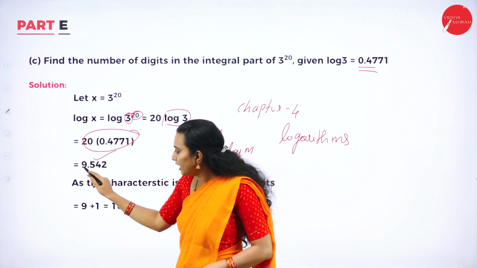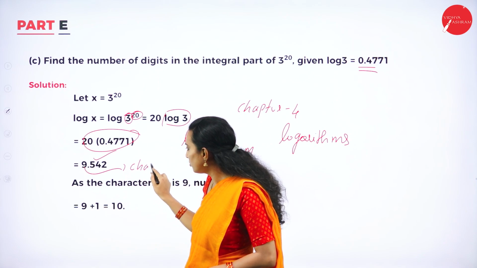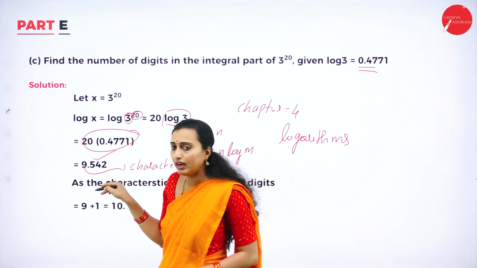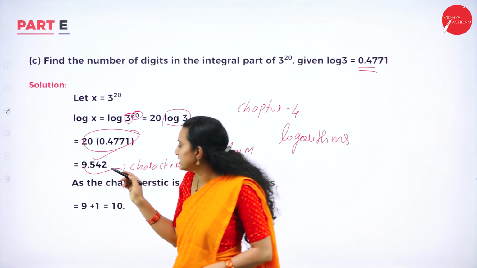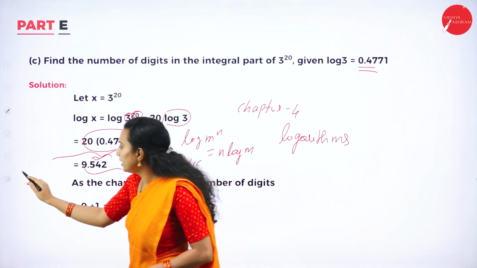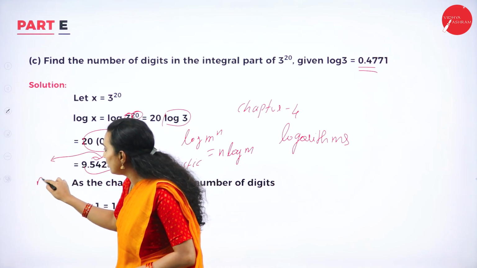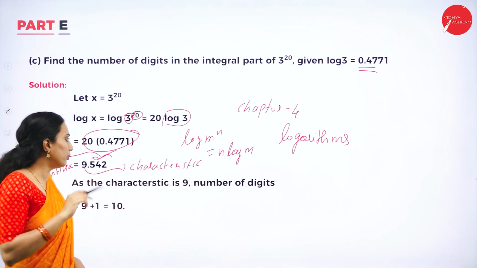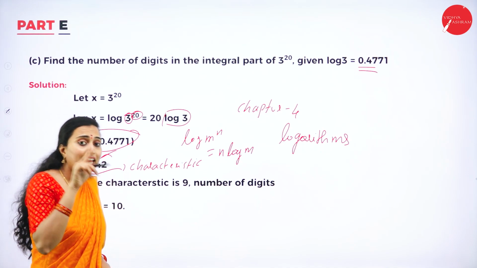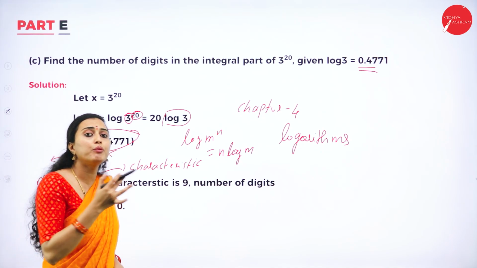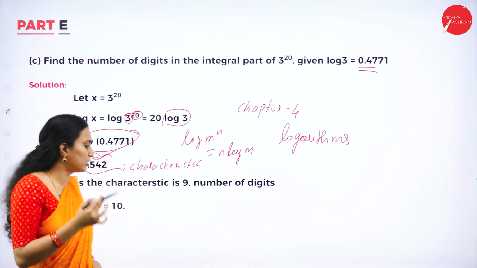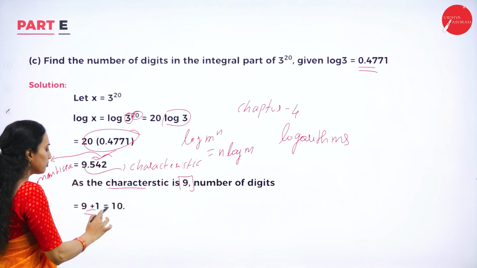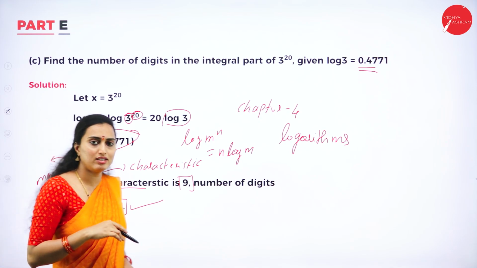But here 9 is called the characteristic, and after 9, the decimal part is called the mantissa. These three numbers are going to be called the mantissa. You have to make a note of this. Now they have asked you to find the number of digits. Take the characteristic, whatever they have given, and add 1 to that. That becomes the number of digits. As the characteristic is 9, the number of digits is 9 plus 1, which is equal to 10. This is the answer you are going to have.